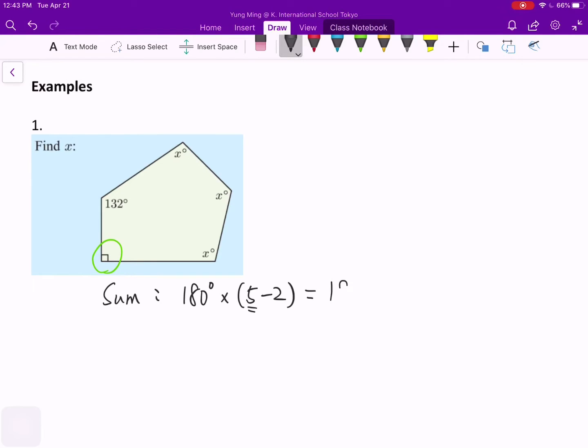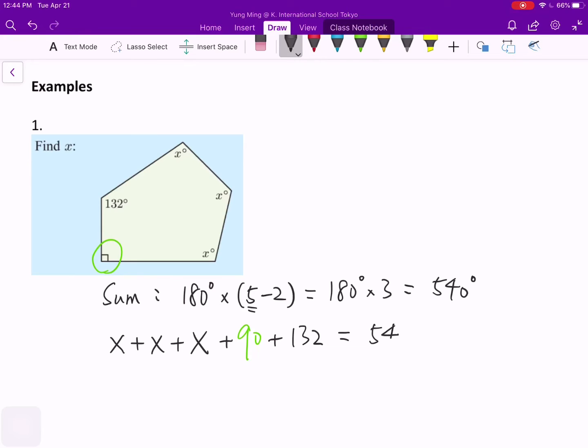That gives me 180 times 3 equals 540 degrees. So I know the sum of all these angles should be 540 degrees. And therefore, I have x plus x plus x, right, 3 x's, plus that 90 degree, plus 132. That should give me 540.